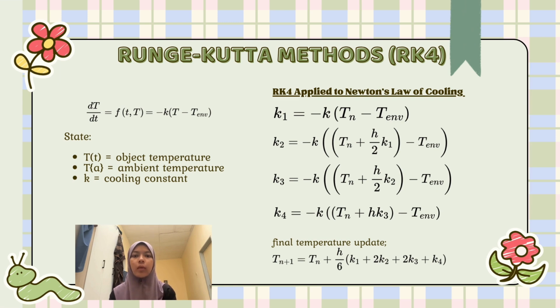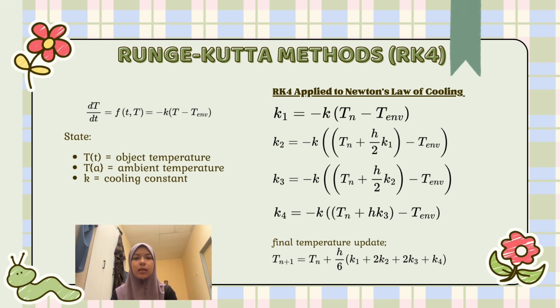The first slope K1 represents the rate of change at the beginning of the interval. The second and third slopes, K2 and K3, estimate the rate of change at the midpoint of the interval. And the fourth slope K4 estimates the rate of change at the end of the interval. These four slopes are then combined using a weighted average to compute the next value of the solution.